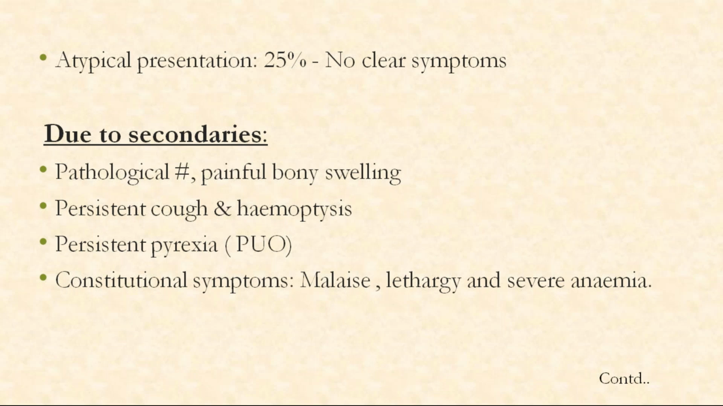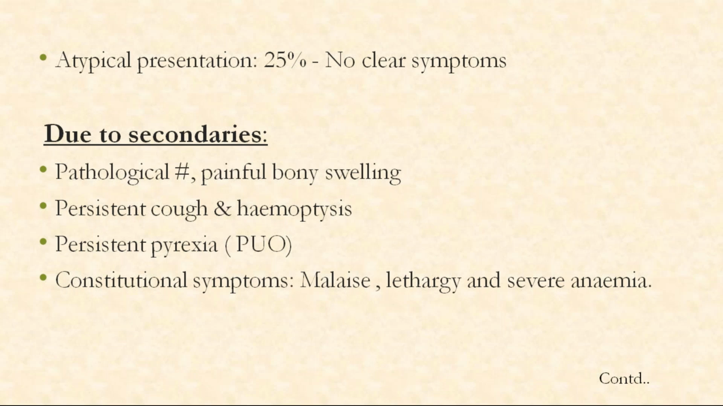What are the clinical features when the tumor produces secondaries? If it metastasizes to the bones, it produces pathological fractures, and the bony swellings are painful. If it metastasizes to the lung, the respiratory system produces persistent cough and hemoptysis. Sometimes there is pyrexia of unknown origin. In such conditions, the patient may have a running temperature for months together. In such a condition, you may think it may be a renal cell carcinoma. So PUO can also be produced by renal cell carcinoma.